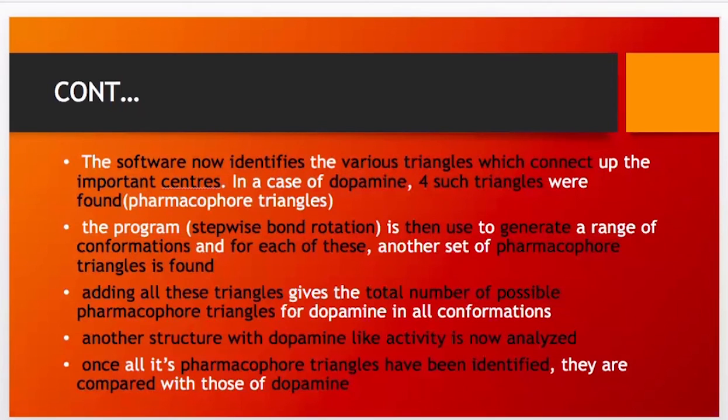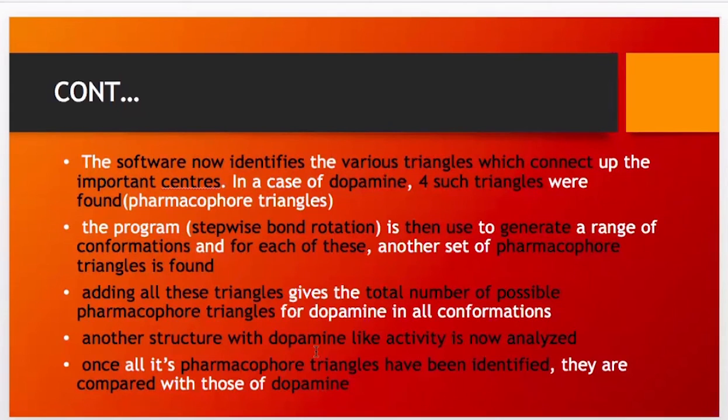Okay, so it will arrange a range of different conformations, because you need to compare, even after you've identified these triangles of possible binding centers. They're trying to come up with a pharmacophore, but a pharmacophore can also be in different conformations. So you need to apply stepwise bond rotation so that you have different conformations of your pharmacophore.